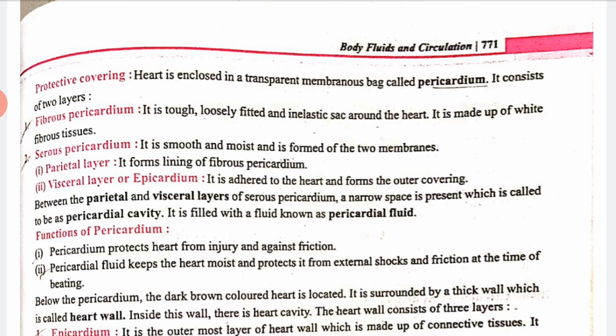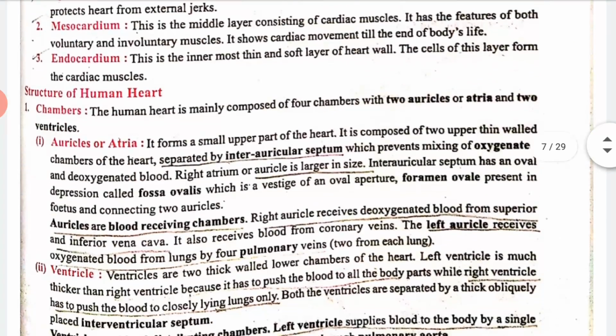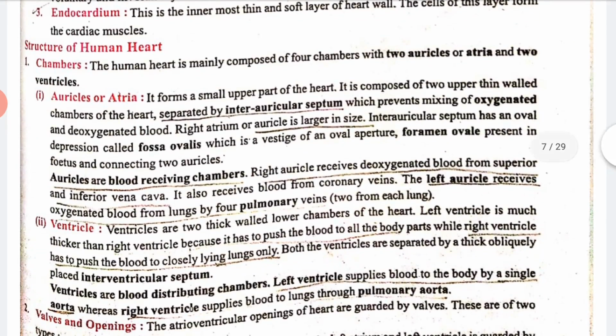Clear? Now endocardium means the innermost, thin and soft layer of the heart wall, and the cells of this layer form the cardiac muscles. Let's talk about the structure of human heart. So the chambers, first is chambers. So as we all know that we have four chambers, that is two auricles and two ventricles, right? So let's talk about the auricles or atria.